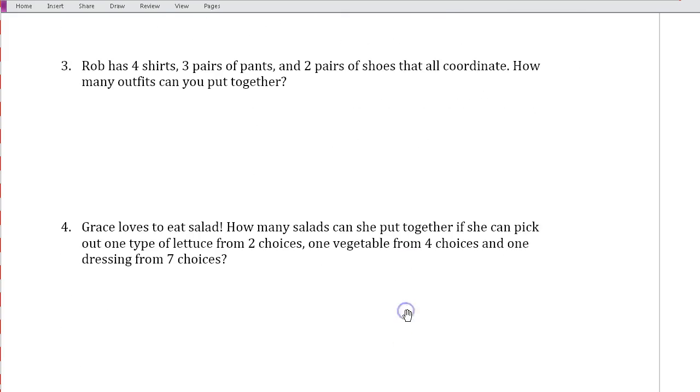Number 3, Rob has 4 shirts, 3 pairs of pants, 2 pairs of shoes that all coordinate. How many outfits can he put together? That's going to be 4 times 3 times 2, or 24 outfits.